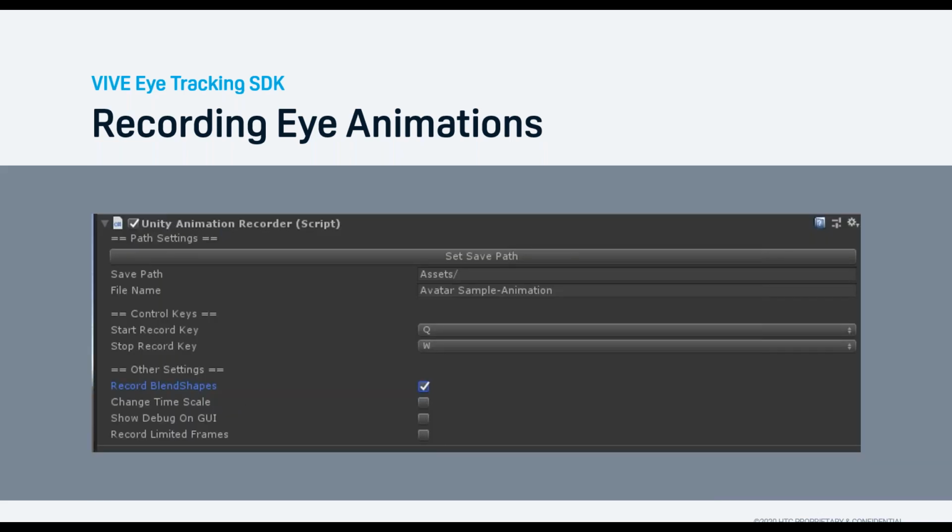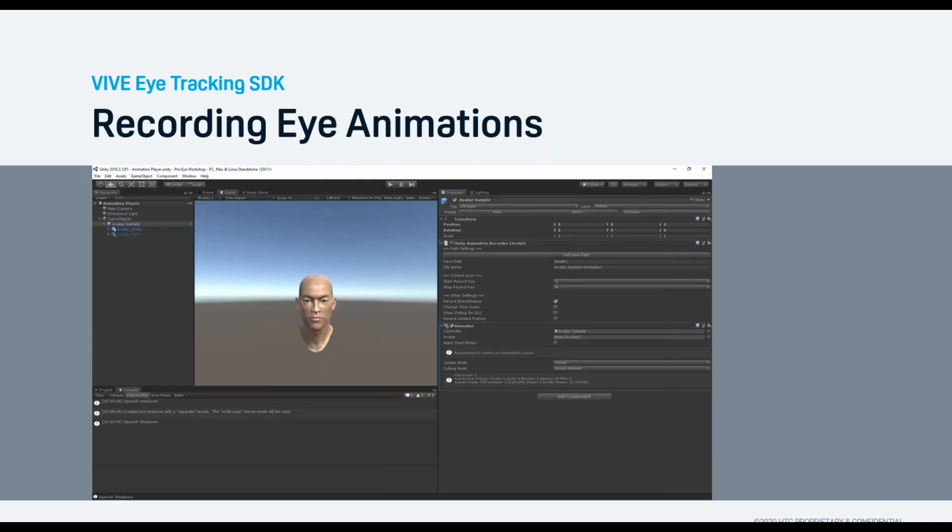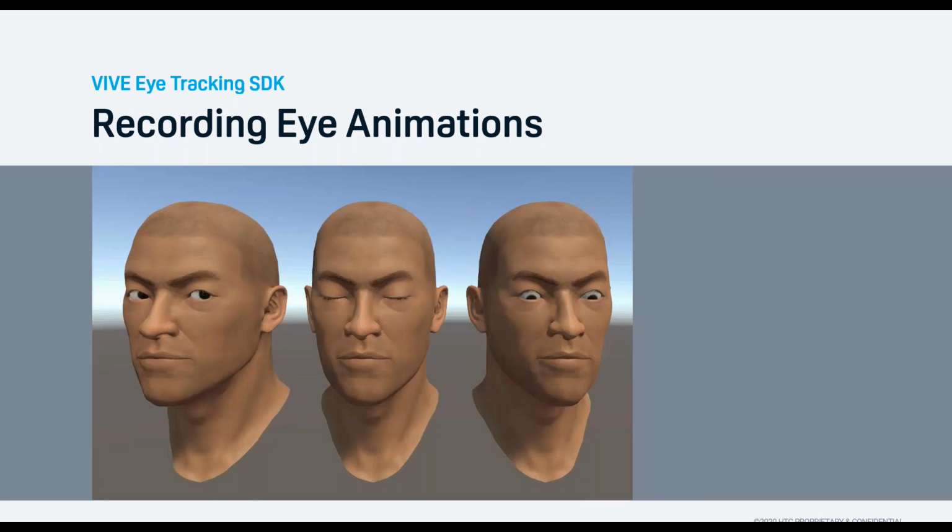You can then set a path and file name to save the animation file. You'll then want to put on the headset, click your record shortcut, and start moving your eyes around. And then click the stop shortcut. And that will generate an animation file in Unity, which you can then attach to the head avatar. And you can also disable the recording script once you're done with it. And you can click play, and that will show these animations that you recorded.